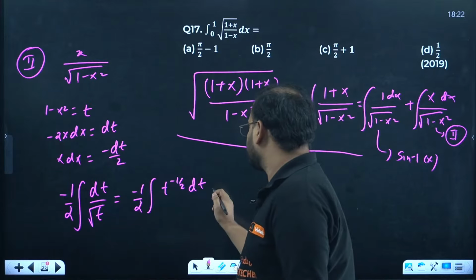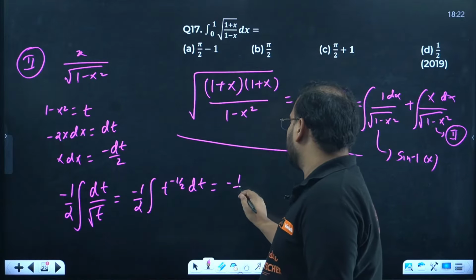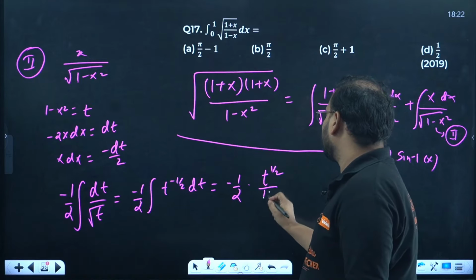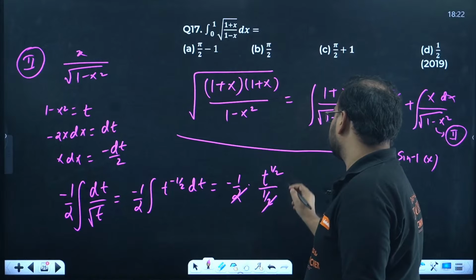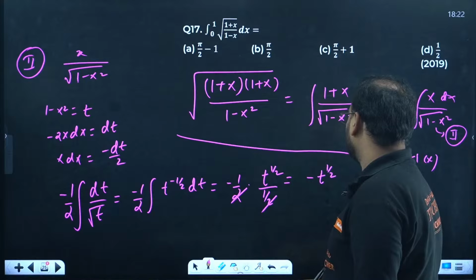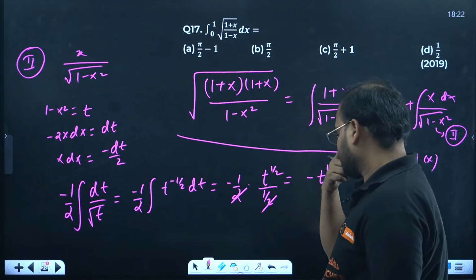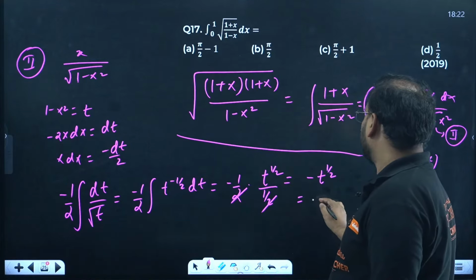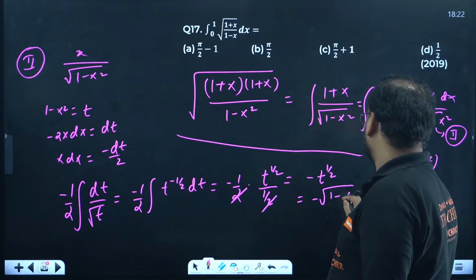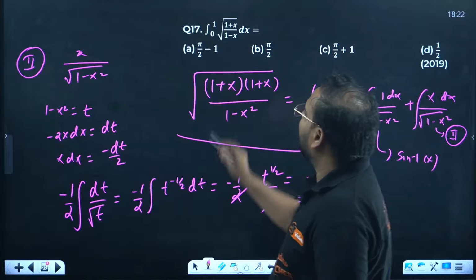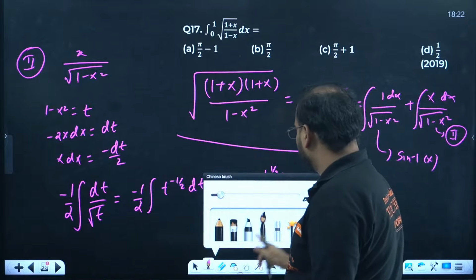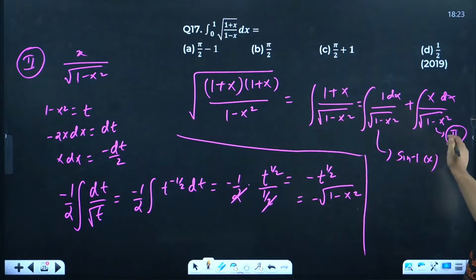We'll get this value as minus 1 by 2 only, and we have over here t power 1 by 2 upon 1 by 2. This one cancels, so we have the answer as minus t power 1 by 2. So this value is nothing but minus root of 1 minus x square, and x value we have from 0 to 1. Substitute everywhere, both places. Please check. Substitute here the x value.